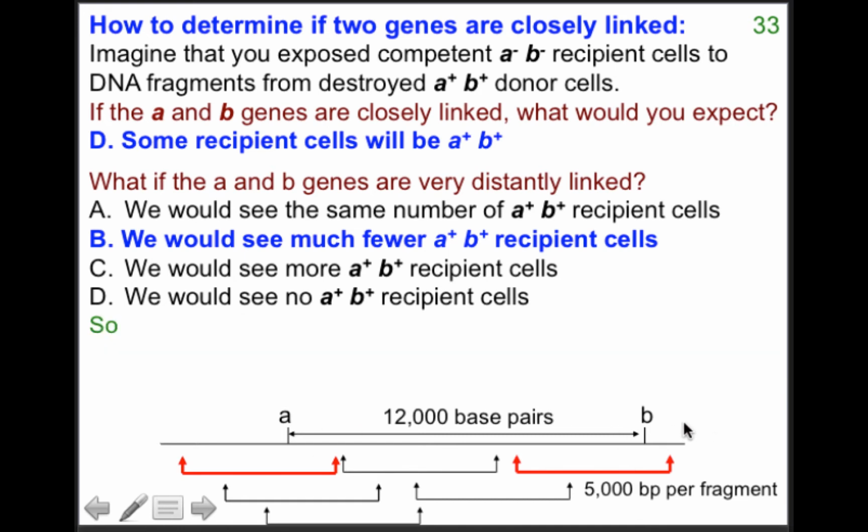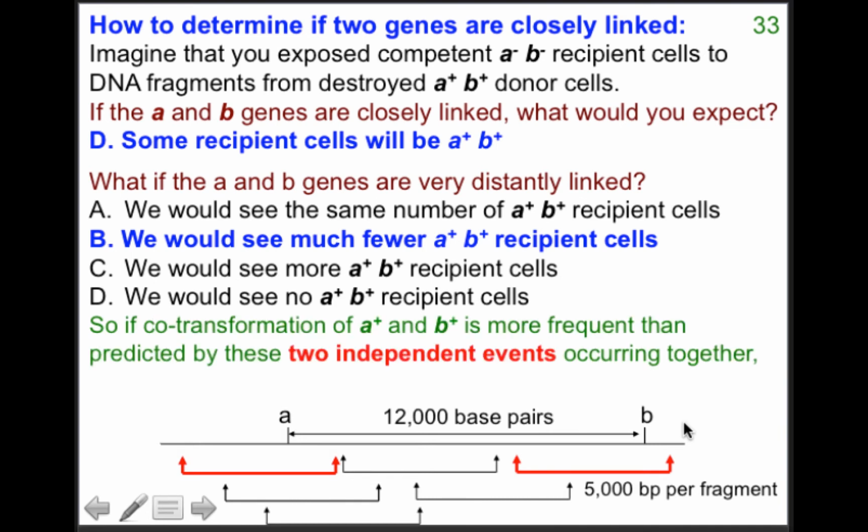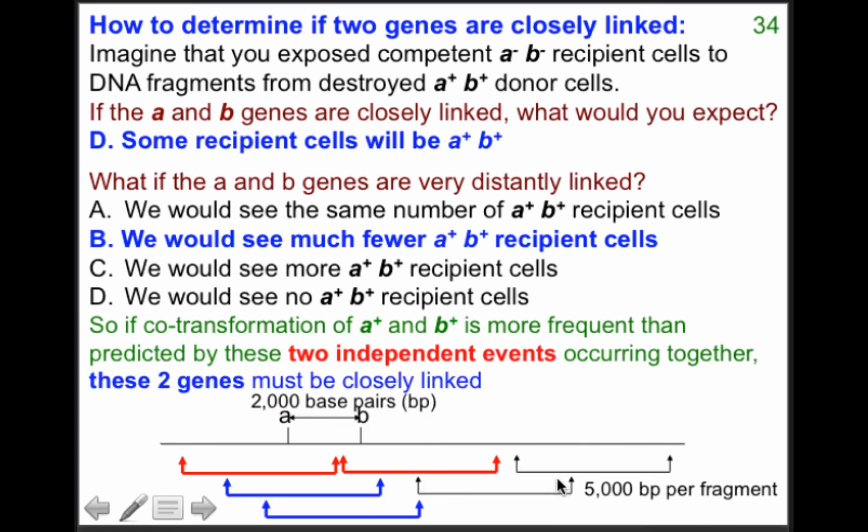All right, so if there is co-transformation between the A plus and B plus genes, meaning that the frequency with which we see both A and B in the recipient cell is more frequent than we would expect if these two events were happening independently, right? Then these two genes must be closely linked.